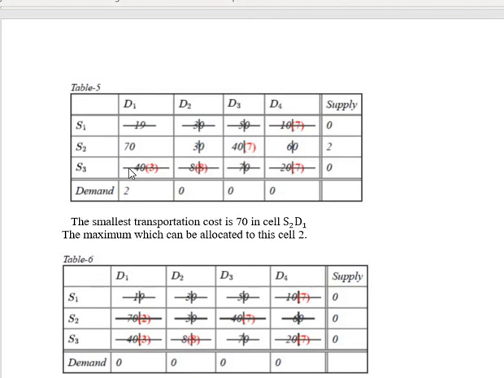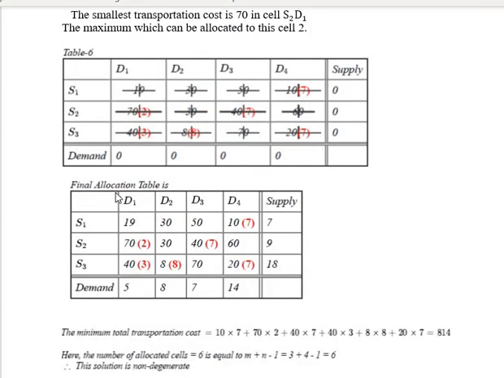From table 5, you can see that the smallest transportation cost is 70, that is in the cell S2D1. The maximum which can be allocated to the cell is 2, that is a minimum of 2, 2. Therefore, we can form the table 6. The table 6 is as shown below. See all the rim values, they are all equal to 0. Therefore, the final allocation table is as shown here.